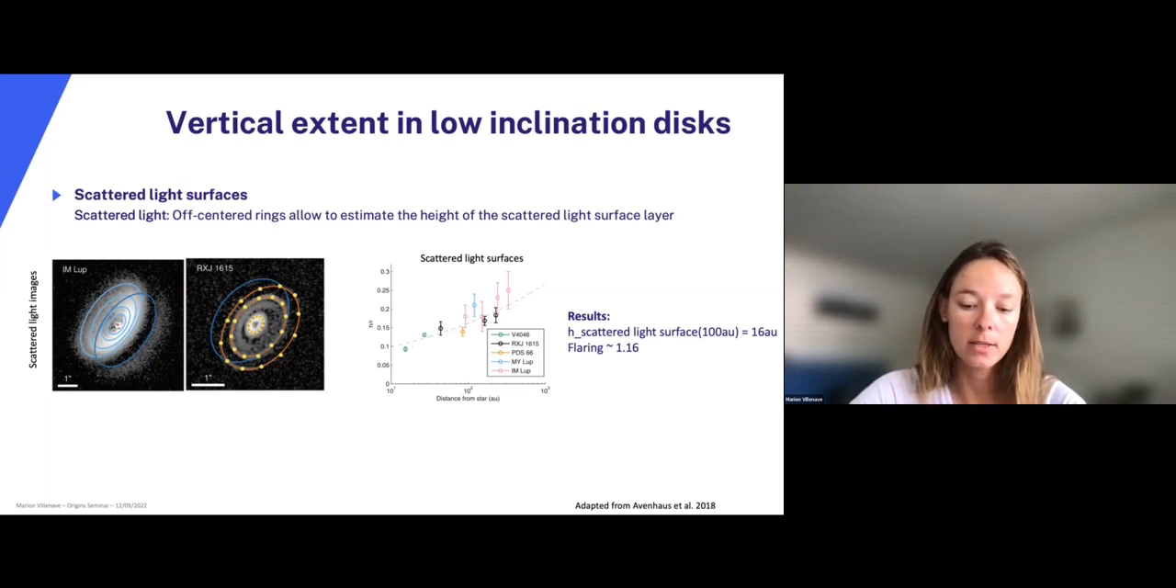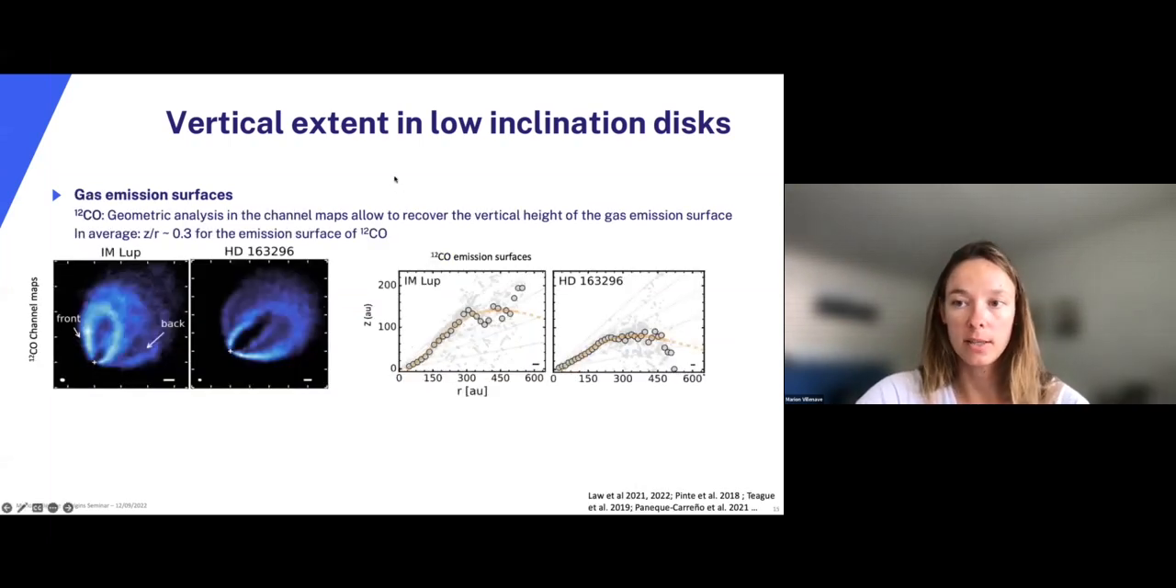But we can also now directly estimate the height of the gas emission surface based on the channel maps seen in the millimeter. So here I'm showing again IM Lup, which is a disk that has been very well studied. One channel map of emission over 12CO, where we can see that we resolve the front side of the disk, which is brighter, and also the back side of the disk, separated by a dark region, which is the midpoint. And so based on the fact that we can resolve both the front and the back side, it is possible to use geometrical analysis to estimate the actual height of the system with radius.